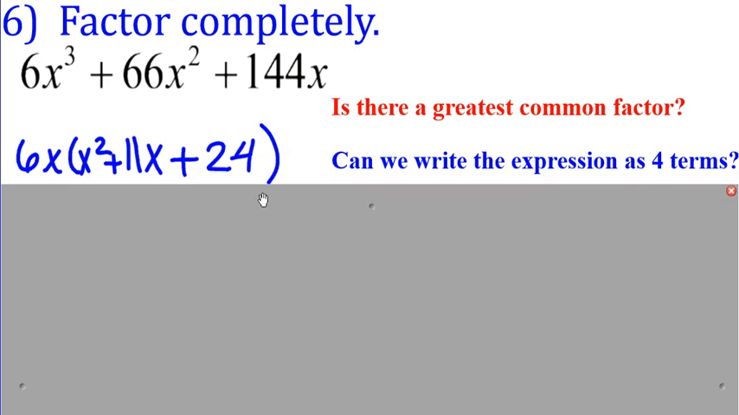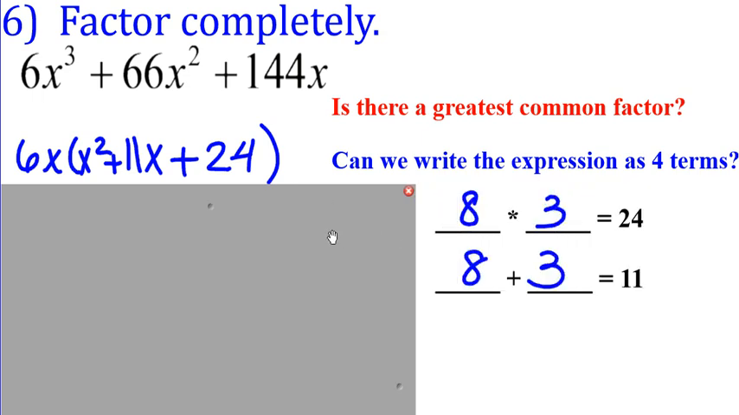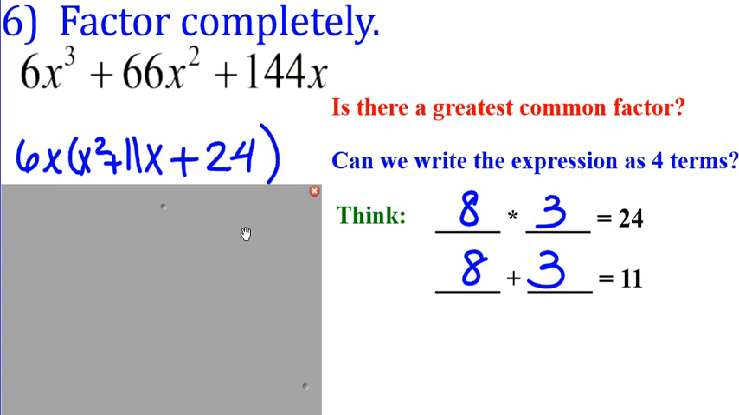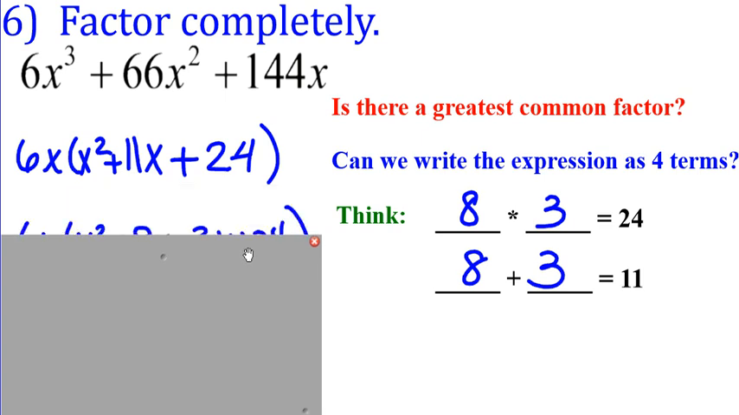Again, we want to look inside the parentheses and ask ourselves, can we write the expression as 4 terms? So we're going to think of the leading coefficient and the constant. So what times what gives us 24? And then what plus what gives you that linear coefficient of 11? Well, I know 24 comes from 8 and 3, and that also gives me an 11. So if I use a positive 8 and a positive 3, that's meeting both requirements. So we'll rewrite the polynomial with the 4 terms.